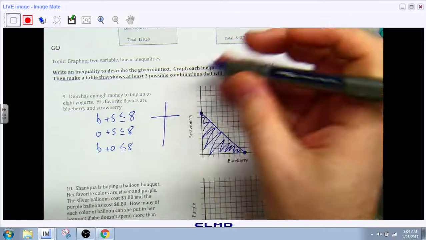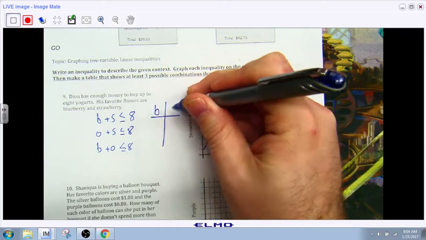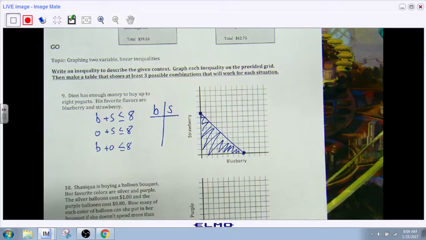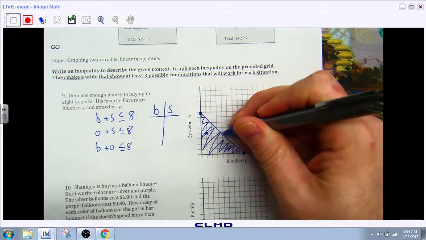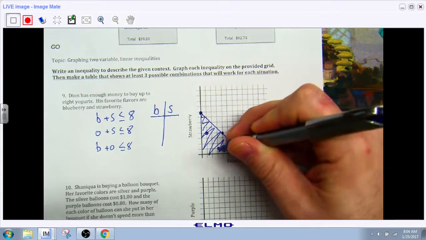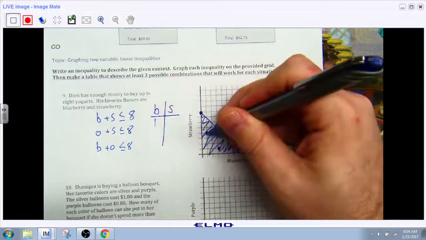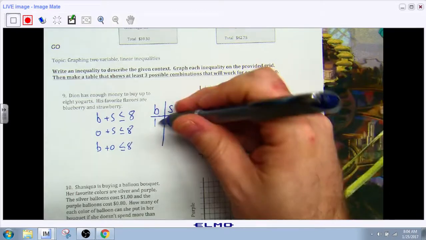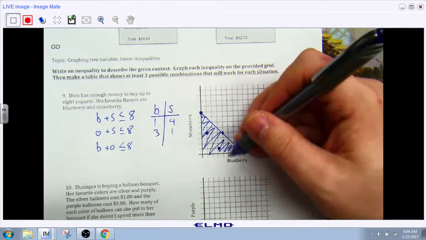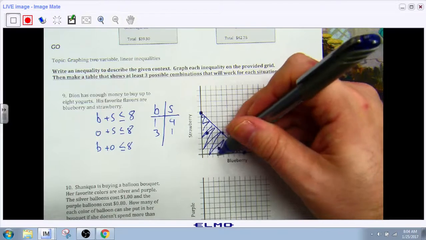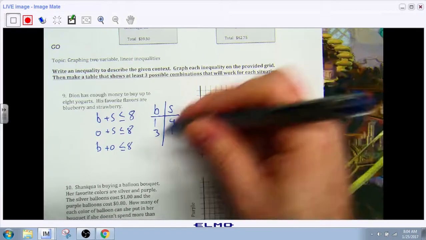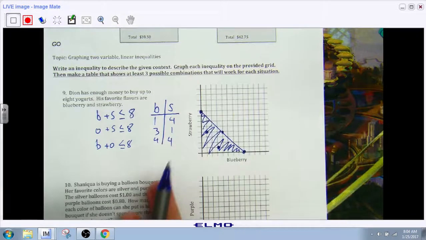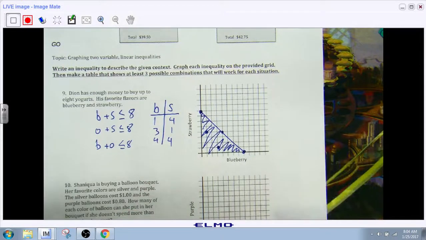So if I had blueberries and strawberries, what are the different combinations of these that I could buy? Well, I can just pick any 3 points within here, and it'll work, right? So I can buy 1 blueberry and 4 strawberries. I can buy 3 blueberry and 1 strawberry, or I can buy 4 and 4. And so if I buy 4 and 4, I'm actually buying all 8, so I'm buying as many of these as I can get.